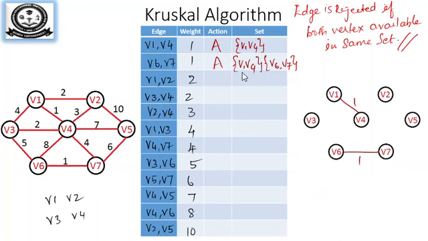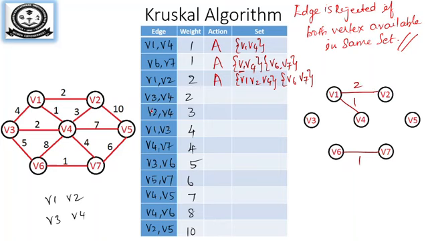You can see in this set you have V1 over here, but V2 is not there. So you can accept this edge. So you will have V1, V2, V4 as a set, and you will have V6 and V7 as a separate set. So the edge is accepted. As I said, an edge can be rejected only if both vertices are in the same set. So V1 and V2 is accepted.